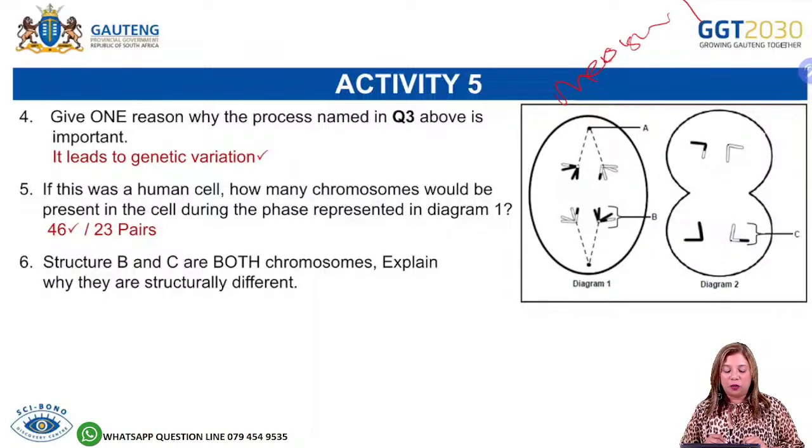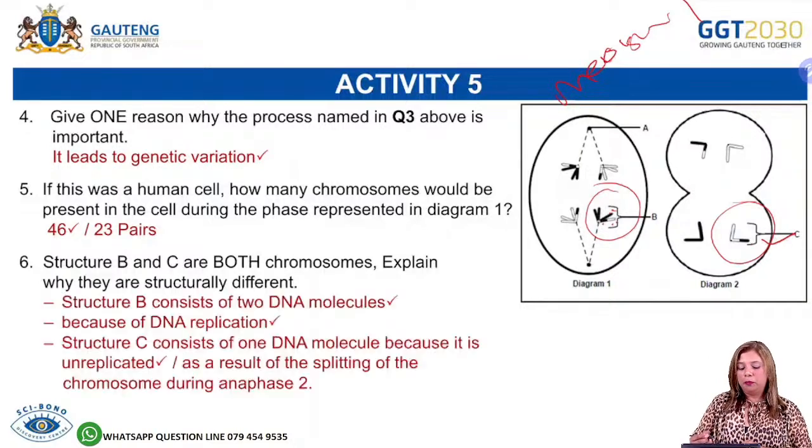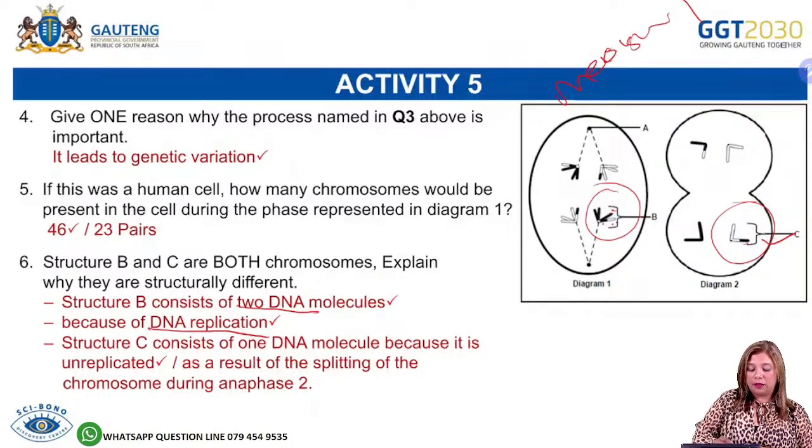Structure B and C are both chromosomes. Explain why they are structurally different. So we need to look at them. B and C. One is double-threaded, the other is single-threaded. We know that here we're going to have 2 sets of DNA because there's 2 chromosomes, because this is a result of DNA replication. And here we have a single molecule of DNA. So that would be the difference between the two. Structure B consists of 2 DNA molecules because of DNA replication, structure C consists of 1 DNA molecule because it is unreplicated or single-threaded.